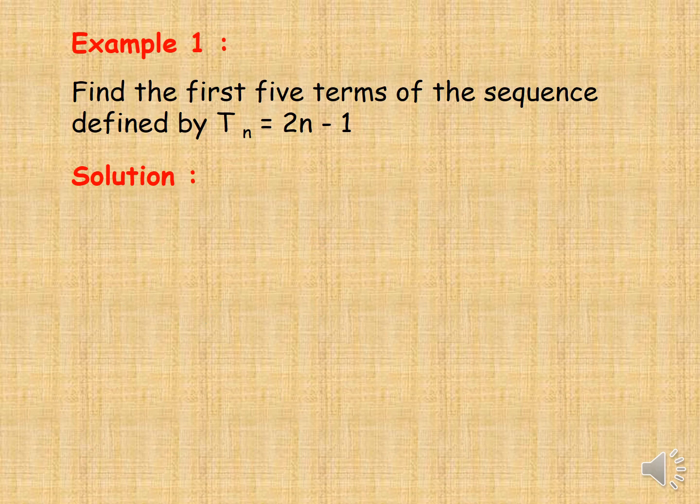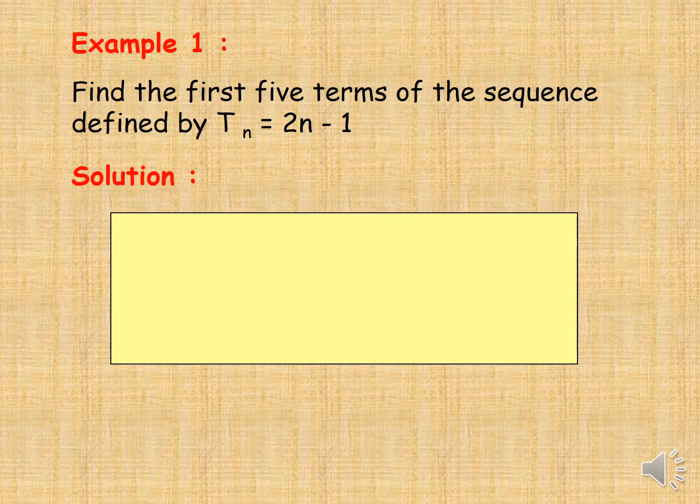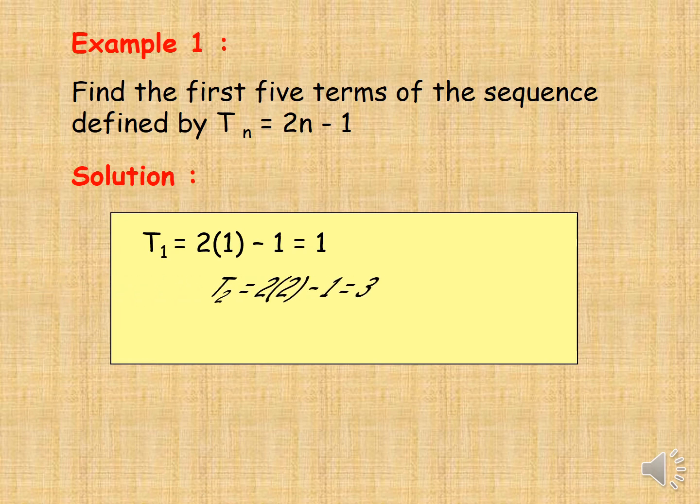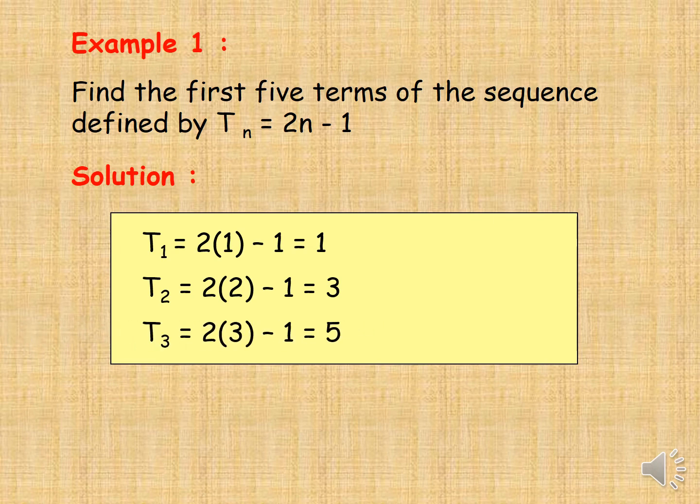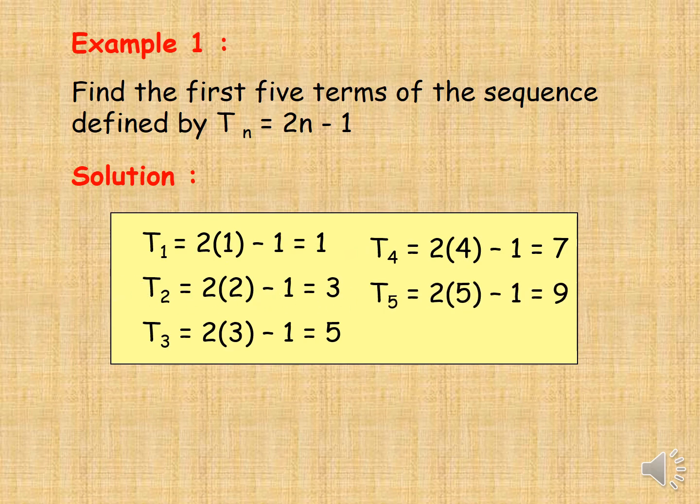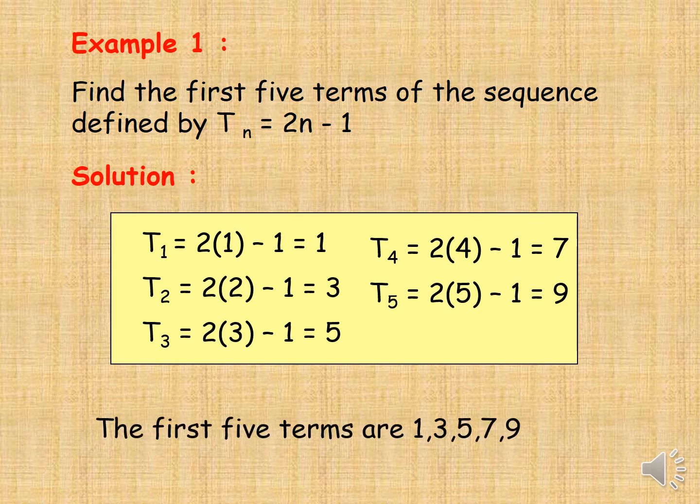Example 1. Find the first 5 terms of the sequence defined by Tn equals 2n minus 1. Replace n in the formula by each integer from 1 to 5. T1, 2 times 1 minus 1 equals 1. T2, 2 times 2 minus 1 equals 3. T3 equals 5. T4 equals 7. And T5 equals 9. The first 5 terms are 1, 3, 5, 7, and 9.